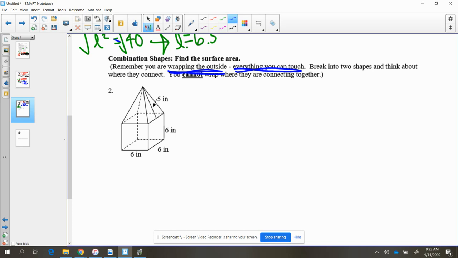What I mean by that is if we're wrapping this pyramid, notice the base of this pyramid isn't on the surface. So really when we're looking at the pyramid, we're only going to be trying to find the lateral area of the pyramid. And for the cube, again, that top base here is not able to be touched. So when we find the surface area of the cube, the surface area isn't going to be the total lateral area plus 2 bases. We only can touch 1 base. So that's where the modification is going to come here. It would only be 1 base.